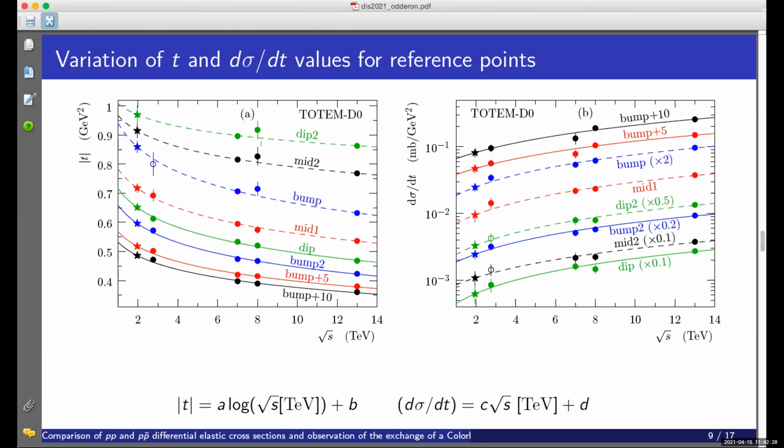Before showing the fit, this gives me basically these kinds of values here. On the left, you see the value of t as a function of square root of S for the different 8 points that I just introduced, like the bump, the dip, dip two, mid two, and so forth. And on the right, you see the elastic cross section, the value of d sigma dt for these points, again as a function of square root of S.